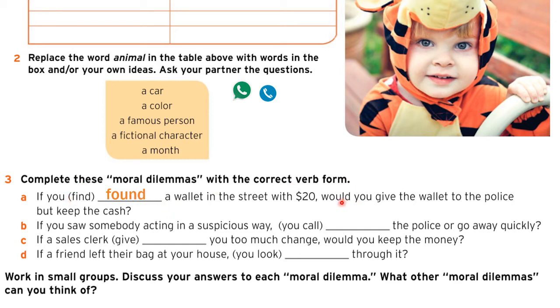And when you have the unreal consequence, remember to write would and the verb in base form. Like here, would you give the wallet to the police but keep the cash? Alright, so please complete these sentences, and when you finish, we'll check the answers.